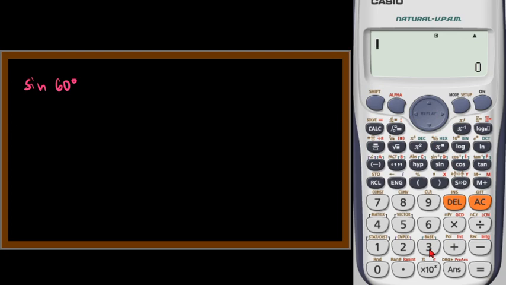Why do we need to set that up in degrees? Because the unit of the angle, sine 60 degrees, will affect your answer. If you have sine 60 and the other unit for angle is radians, then the answer will be different. So you just input sine 60. No need for you to input the degrees, then equals, and you have 0.866.